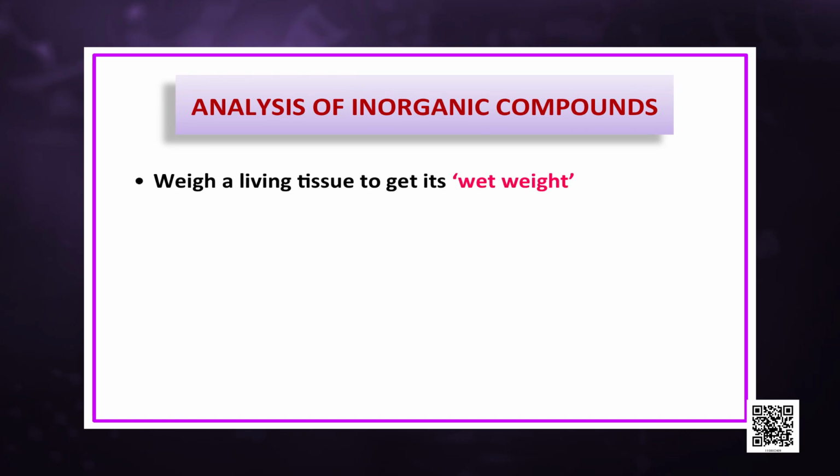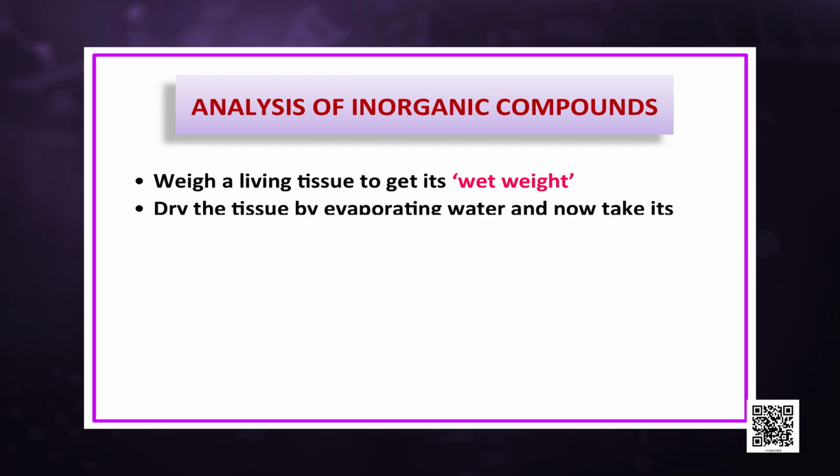Inorganic elements and compounds are also present in living organisms. How can we find them? For doing this, first we need to weigh a small amount of a living tissue. We can use either a leaf or a liver and take its weight. The weight will be called wet weight. Now we have to dry the tissue so that all the water evaporates. Take its weight again. This weight will be called dry weight.